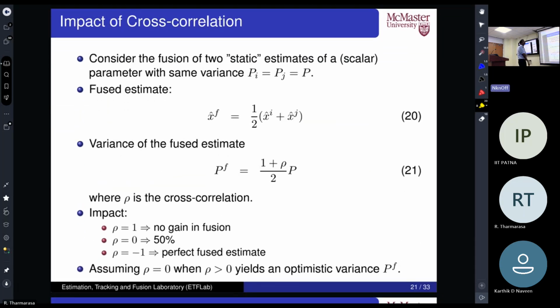Okay, this is an interesting observation, so I will explain this slide. Impact of cross covariance. Okay, let's consider two static estimates of a scalar value. You want to estimate a scalar value, and both of them have estimates, and both of them have the same covariance P. So one estimate says it's here with covariance P, the other one says here with covariance P. Same covariance uncertainty for the estimates. And if you fuse them, maybe you will end up in the middle. Correct?